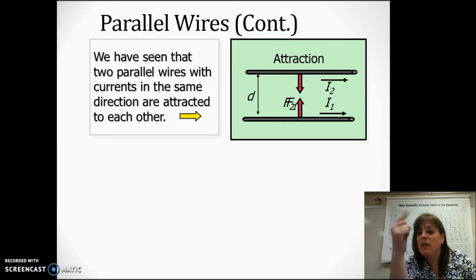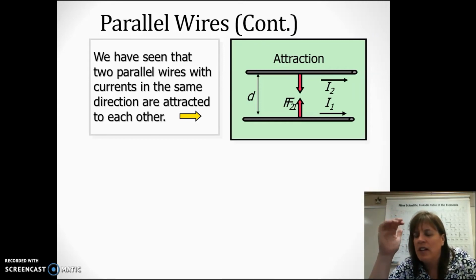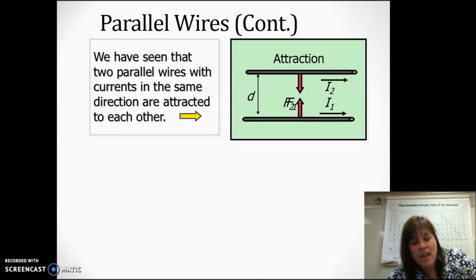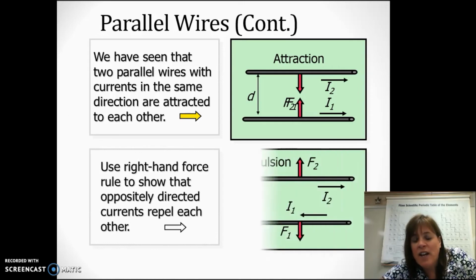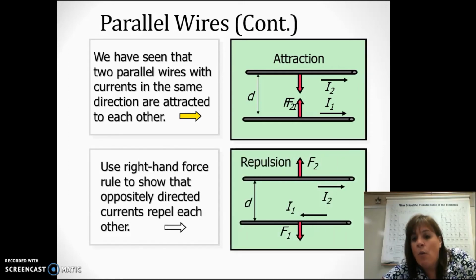But what happens if we flip the direction? Well, if we flip the direction, think about it. Actually, see if you can figure it out. Figure out the direction of the magnetic fields and the direction of the forces. If you do it right, you're going to find out that if wires are creating current that are traveling in opposite directions, they actually exert repulsive forces on each other. So if you're not good at the right-hand rules, you may want to memorize that.